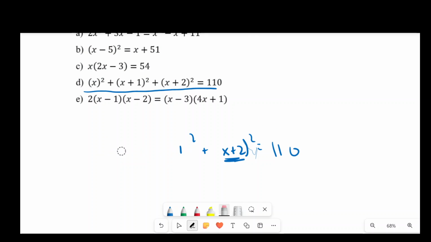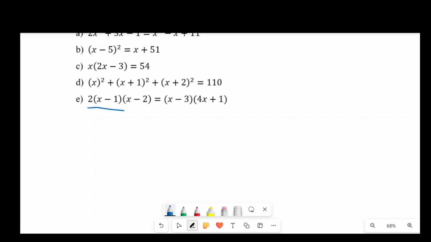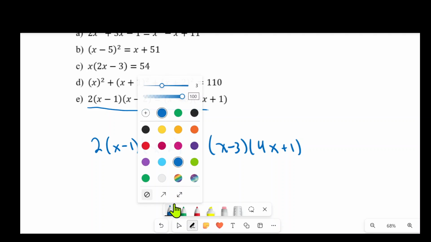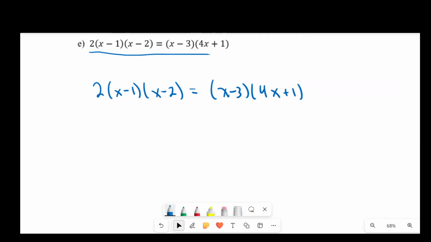Okay, so that was D. So let's look at E. So question E, right here. So I've got 2 times a binomial times another binomial equals a binomial times another binomial. So I've got binomial expand math to do on the left and to do separately on the right. So let's do that math.